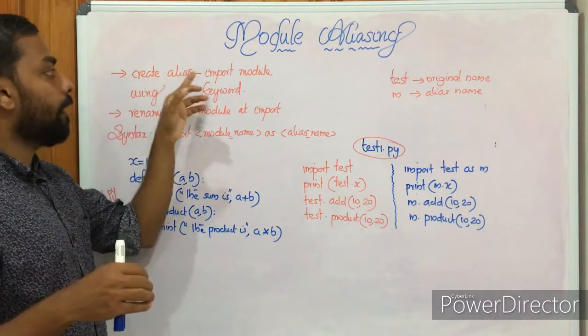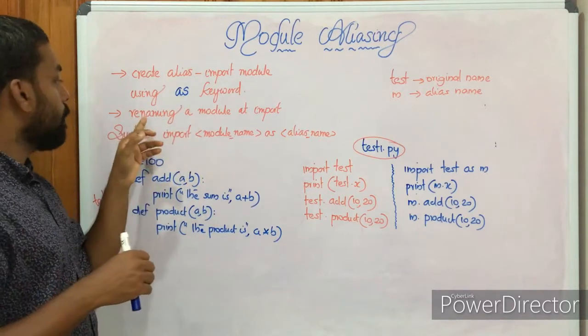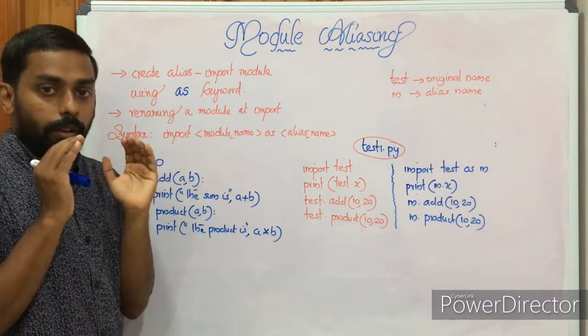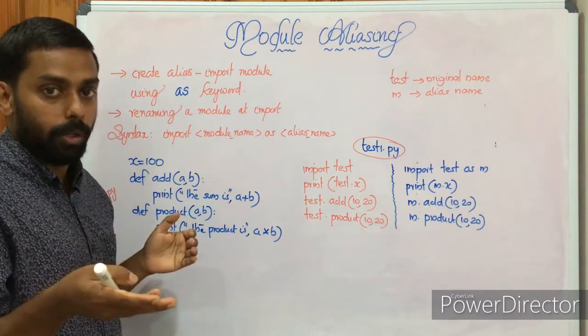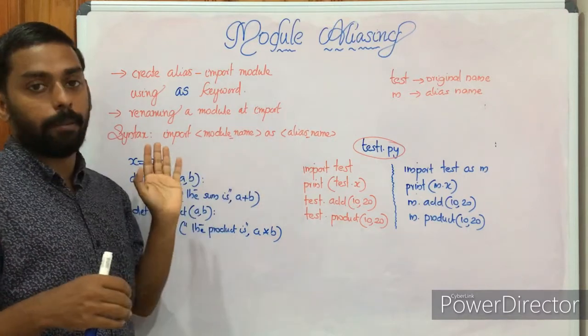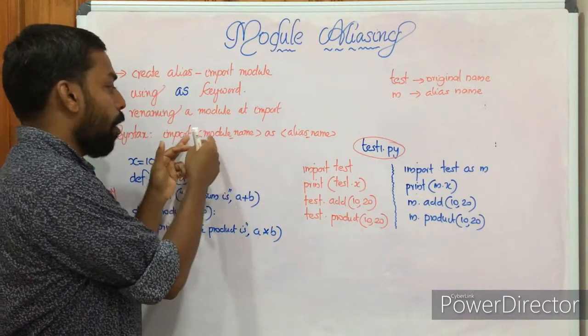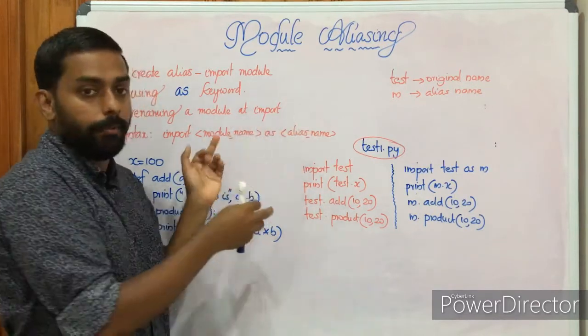For creating an alias at the time of importing a module, we are using the keyword as. Aliasing means renaming a module, giving another name to a module. The syntax is: import module name as alias name. We add import module name, then as alias name, another name.